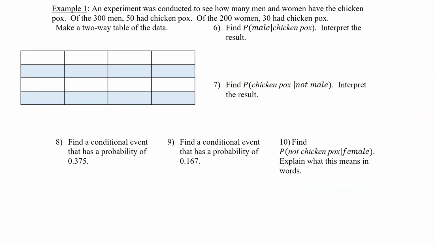Example 1. An experiment was conducted to see how many men and women have the chickenpox. Of the 300 men, 50 had the chickenpox. Of the 200 women, 30 had chickenpox. Make a two-way table of the data.